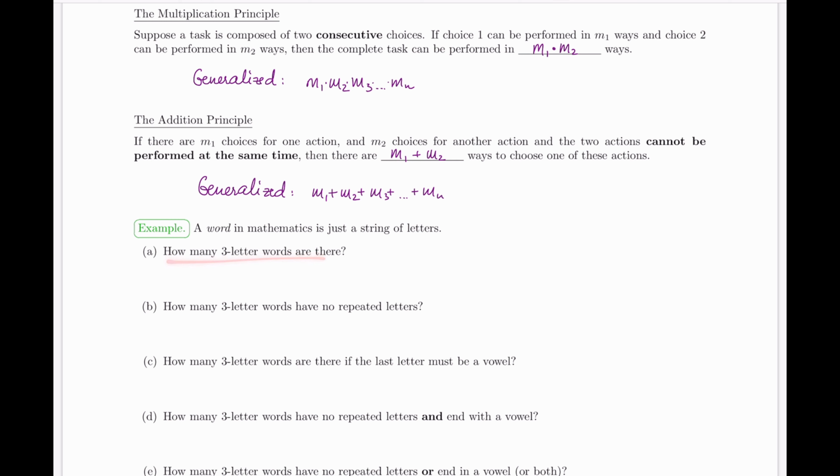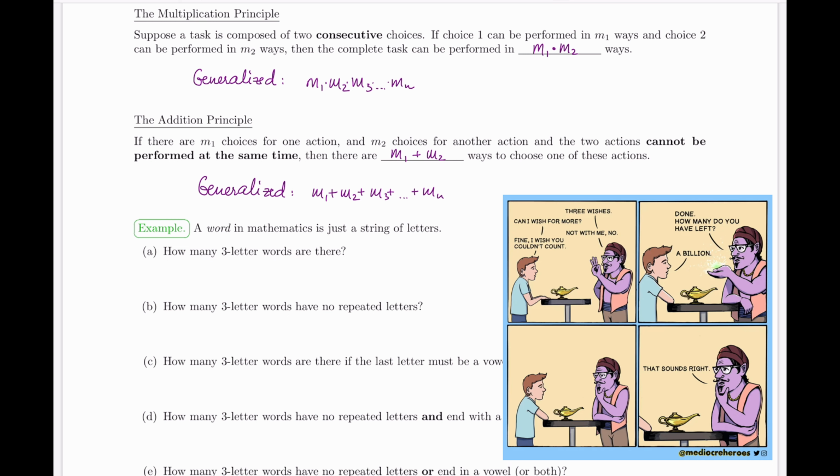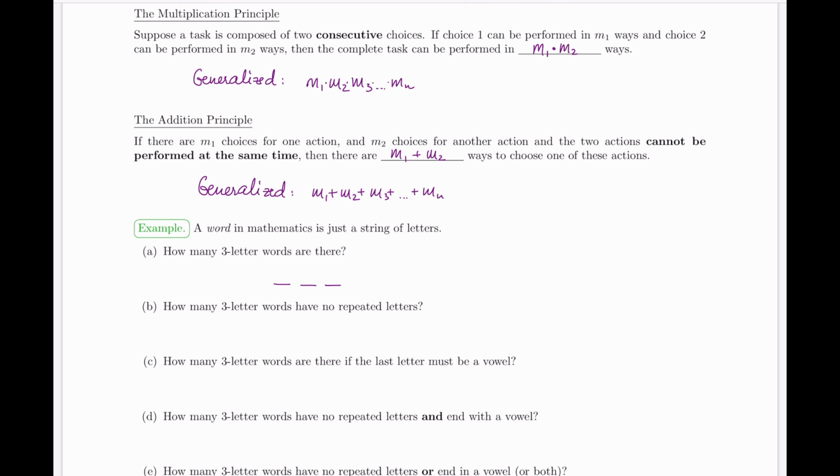First question, how many 3-letter words are there? We're going to have to think of how we actually put words together. So it's a string of letters. They're 3-letter words, which means that I'm thinking of putting one letter after the other, one at a time, consecutively. How many choices do I have for the first letter? If we're talking English, there are 26 letters in the alphabet. So for the first choice, I have 26 letters to choose from.